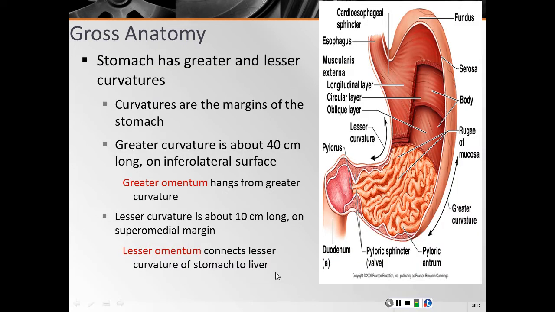Alright, so the stomach has a greater and a lesser curvature. In this diagram to your right, you'll see a lesser curvature, and then we have our greater curvature. The lesser curvature extends about 10 centimeters from the esophagus to the duodenum, along the medial to superior aspect of the stomach. The greater curvature has a longer extension, about 40 centimeters from the esophagus all the way to the duodenum.